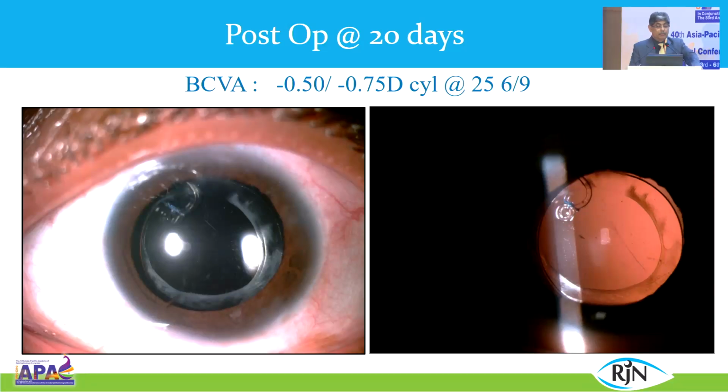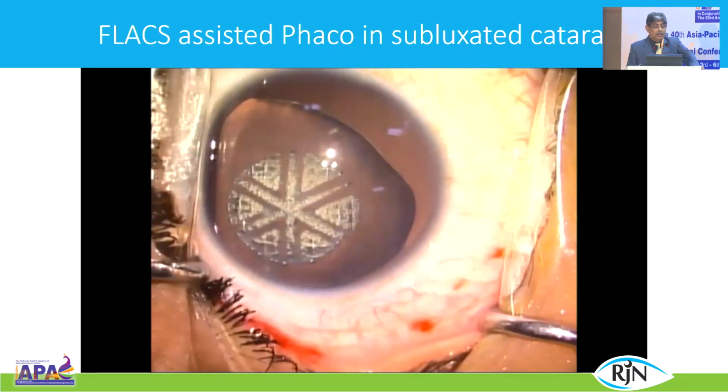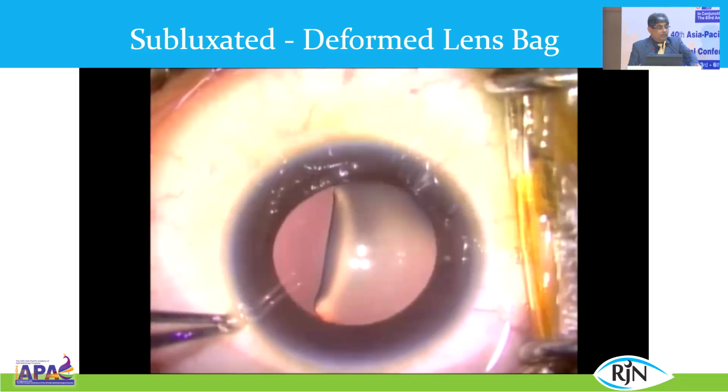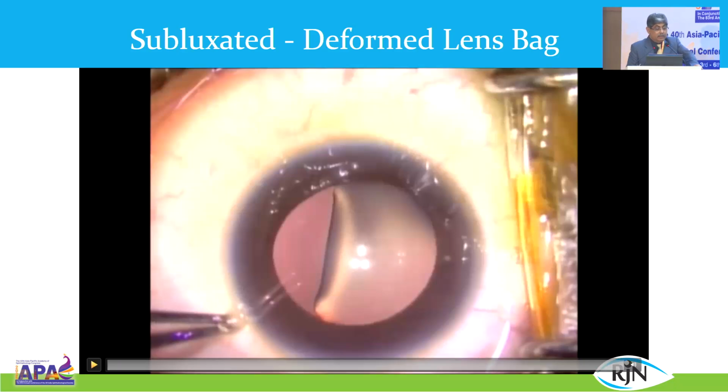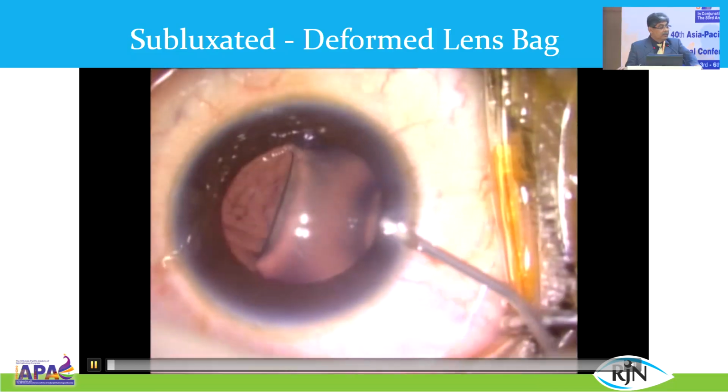And post-operatively, with minus myopic correction, her vision improved to 6 by 9, and this post-operative picture shows the well-centered lens. Another case, a grossly subluxated lens, was managed in a similar way. One last case I would like to show, because this is a long-standing subluxated lens.